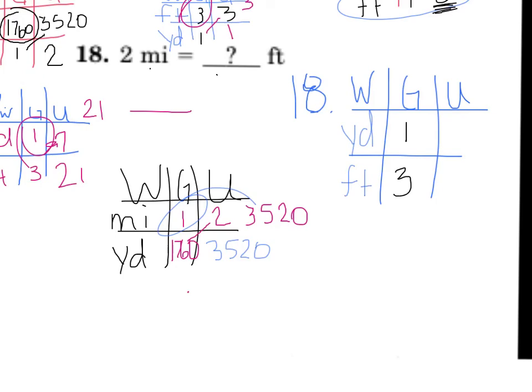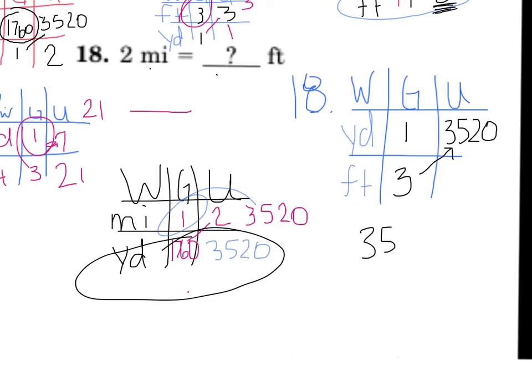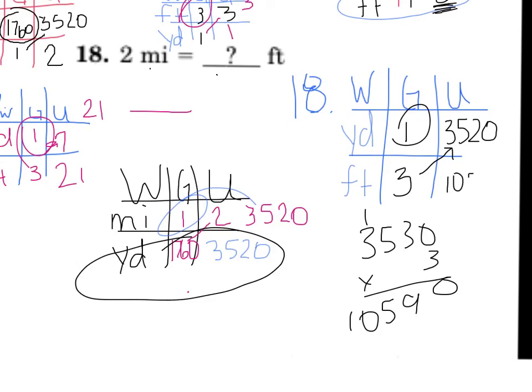And then we're wanting to know about 3,520 yards, because remember that's equal to 2 miles. Okay, so let's take 3,520 times 3, and that's 10,590, divided by 1, and you get 10,590.